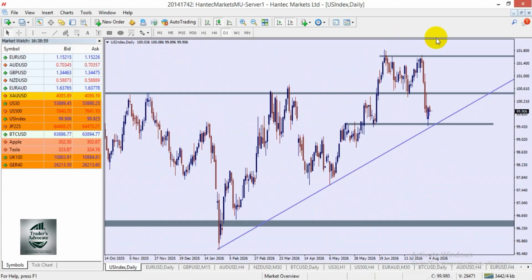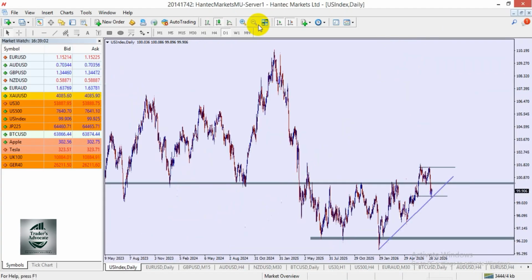We're anticipating a reversal to the upside for the dollar index. Now let me take my time. Let me breathe in, guys. All right, let's break this down.